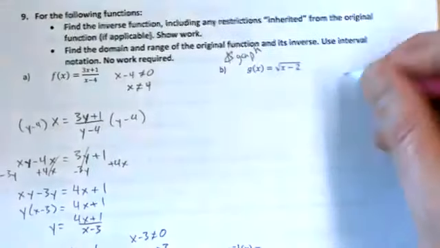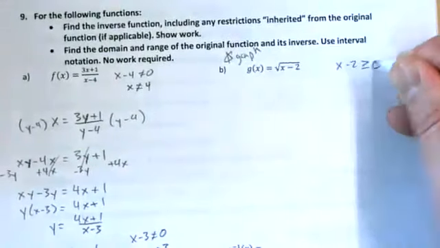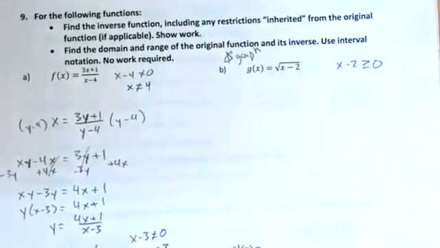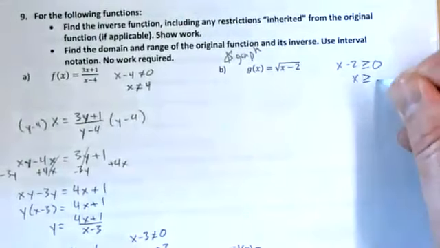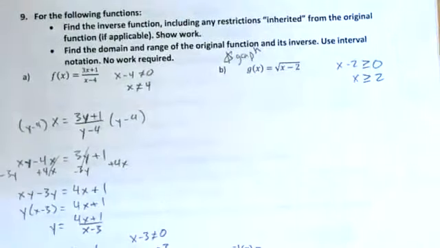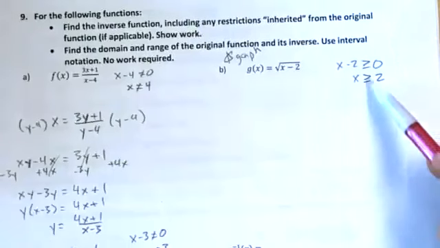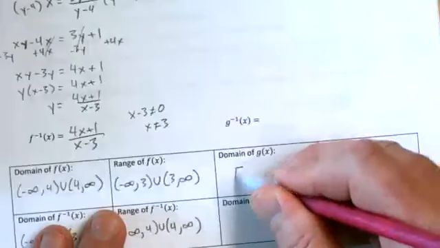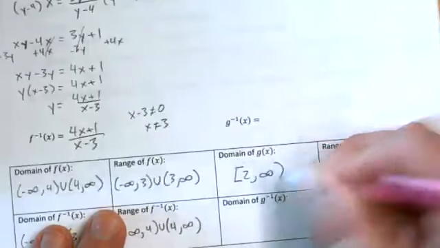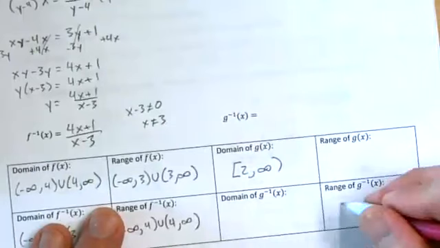All right, square root of x minus 2. Let's do the domain of this. x minus 2 must be greater than or equal to 0. That's the restriction for square roots. So x must be greater than or equal to 2. So that's my domain, from 2, including 2, and then getting bigger from that. So 2 to infinity. And that should be the range of the inverse also.